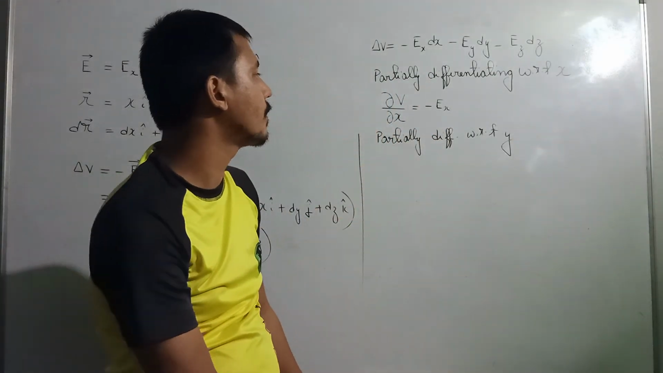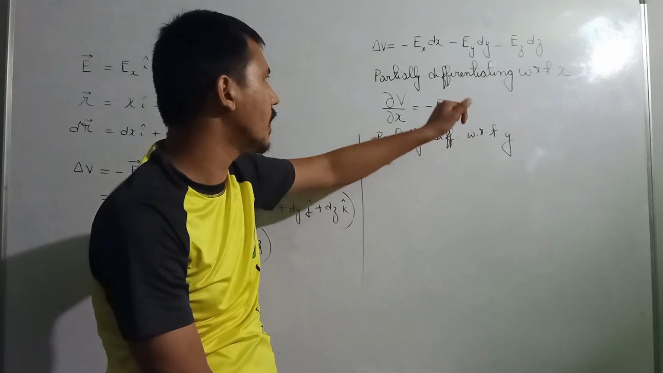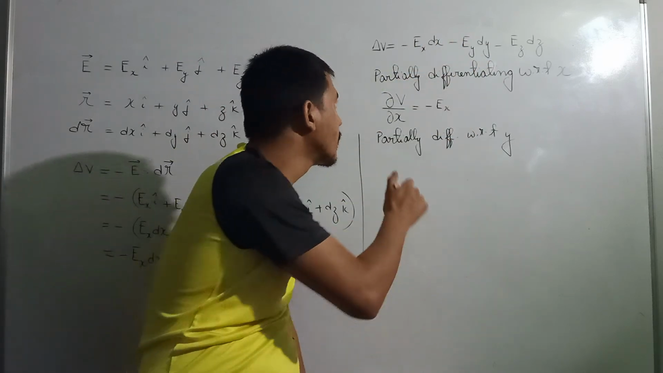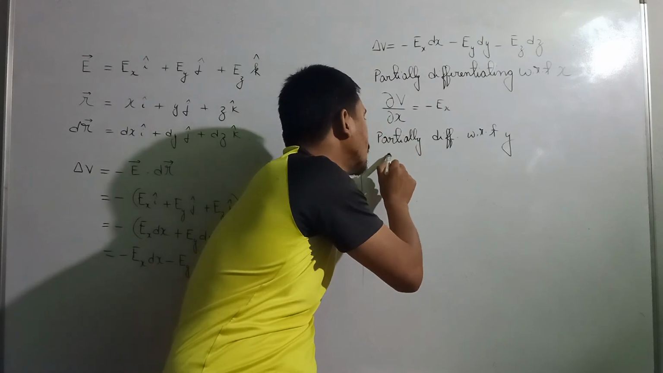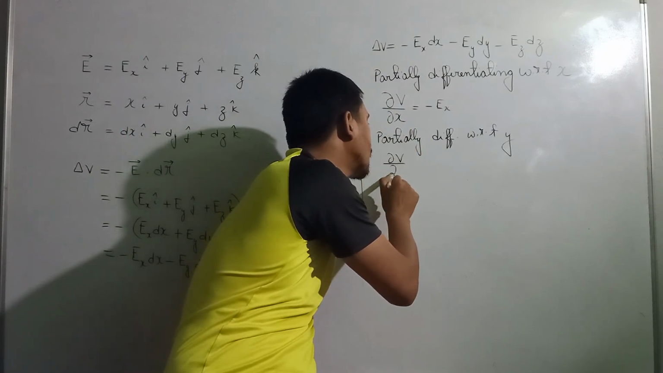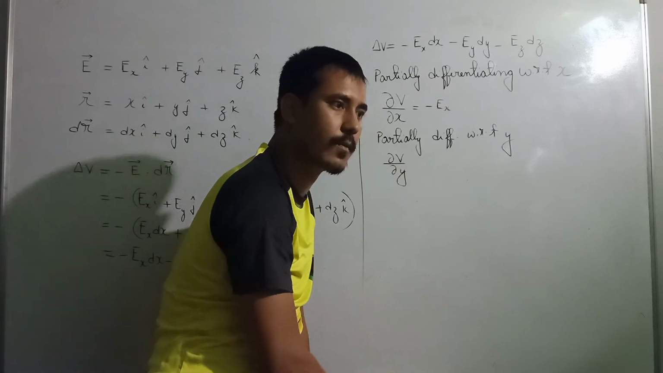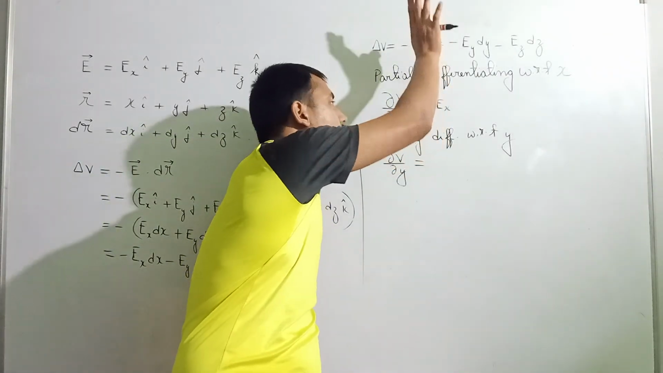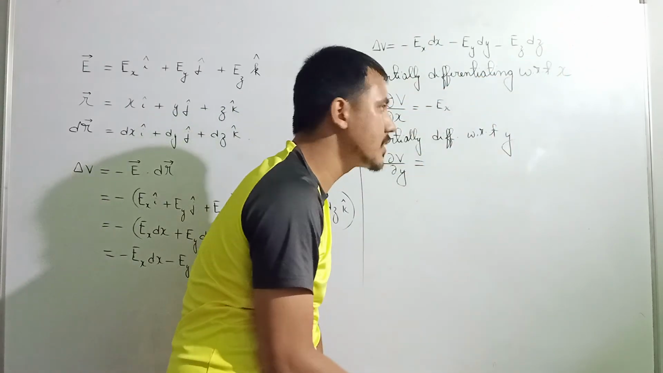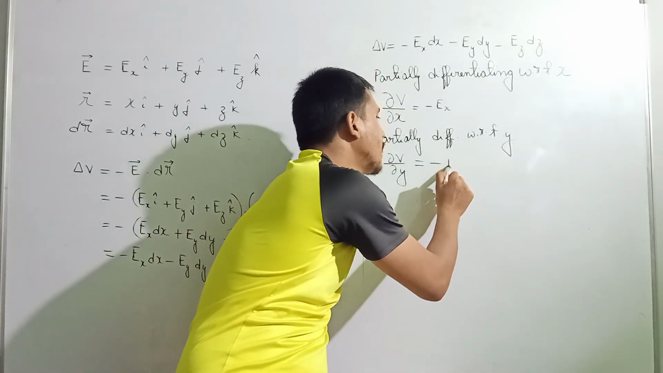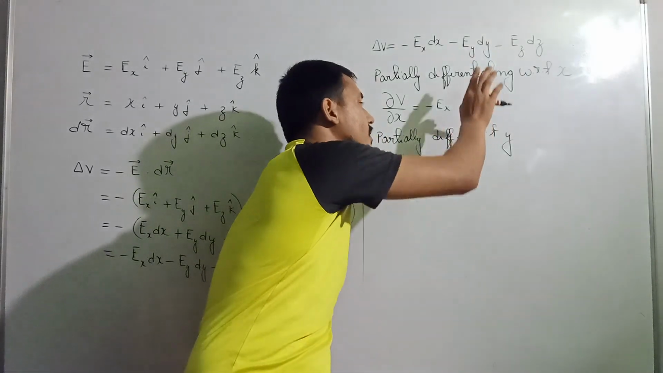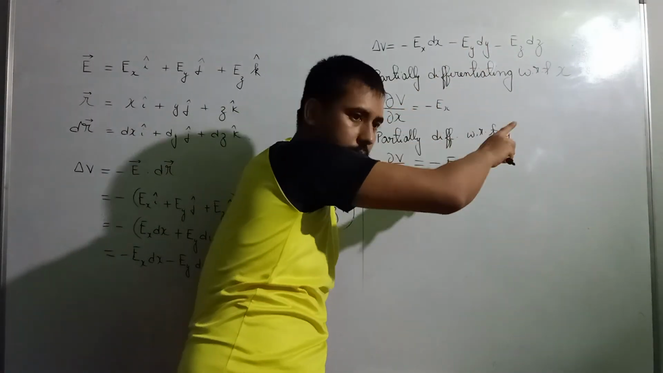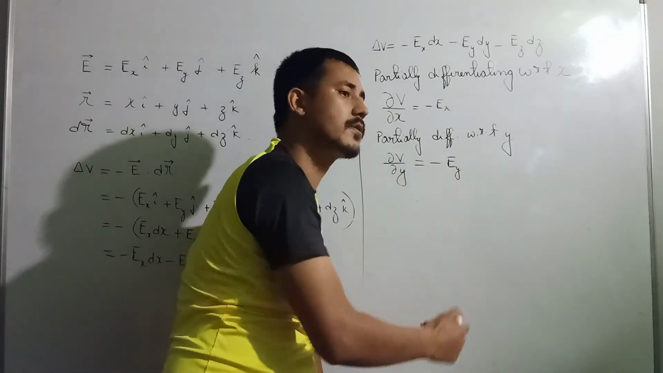Similarly, if you partially differentiate with respect to y, then I have to consider x and z to be constants. In that case, your del v upon del y, differentiating with respect to y partially, then I have to think that x is constant, z is constant. So minus ey, and then differentiating with respect to y, so minus ey dy upon dy. Dy will cancel out, so minus ey.